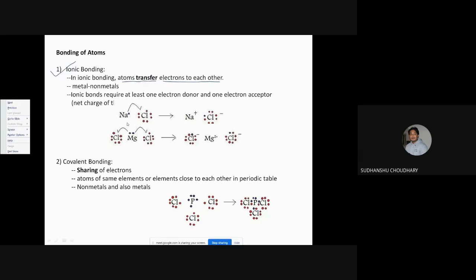So for example, in a NaCl, sodium chloride molecule, sodium has one valence electron in the outer shell and chlorine has 7 electrons in the outer shell. So sodium donates its 1 electron to chlorine. Sodium has donated 1 electron to the chlorine. Now chlorine has 8 electrons in the outer shell.